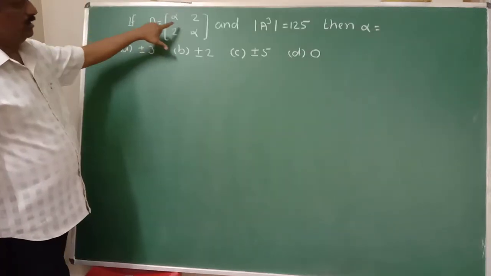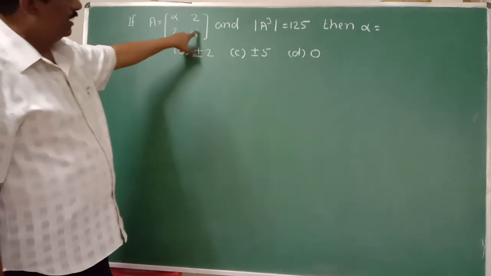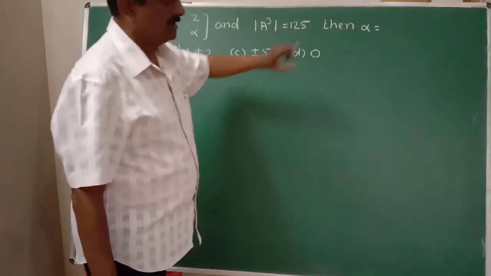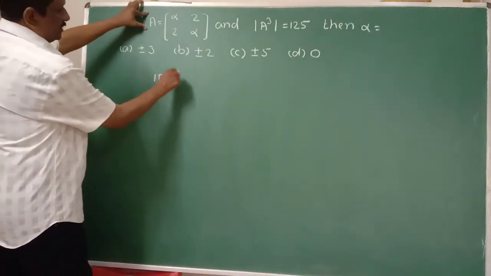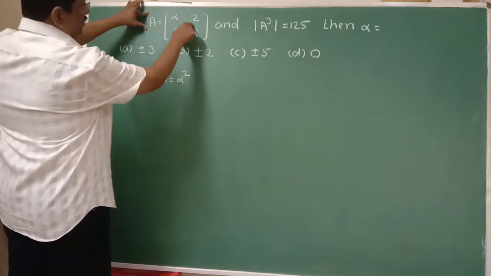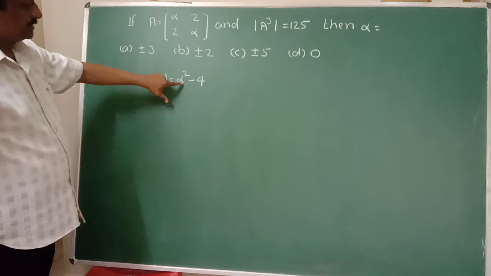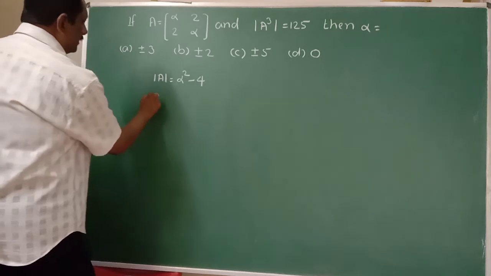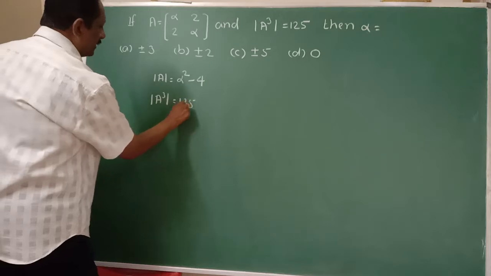If A is equal to alpha 2 2 alpha, it is a matrix of order 2 here. And determinant of A cube is equal to 125. Then alpha is equal to what here? Okay. Here A is the given matrix here, so its determinant here. So determinant of A means alpha into alpha becomes alpha square here, and 2 into 2 becomes 4, minus 4 here. Determinant of A is equal to alpha square minus 4 here. Okay. And they given determinant of A cube is equal to 125.